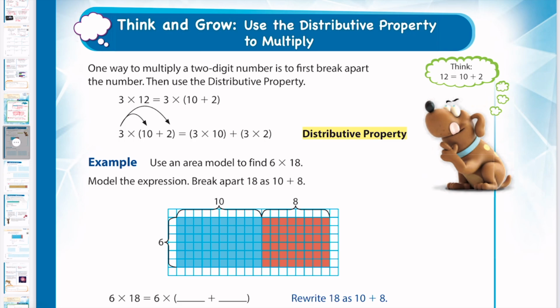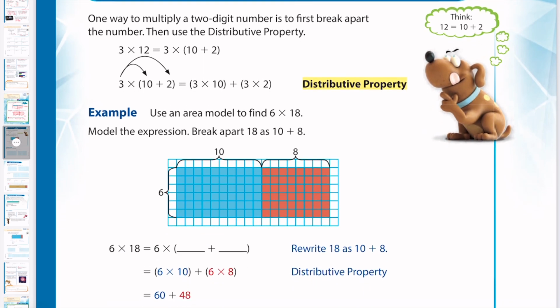So now one way to multiply a two-digit number is to first break apart, which means what? Distributive, the number. Then use the distributive property. Now look at this. 3 times 12 is equal to what? 3 times this 12 becomes what? 10 plus 2. When you see this, 10 plus 2 is also 12. So they are equal. It has to be equal value. Now, after that, you have to distribute this 3 times to 10 and 2.